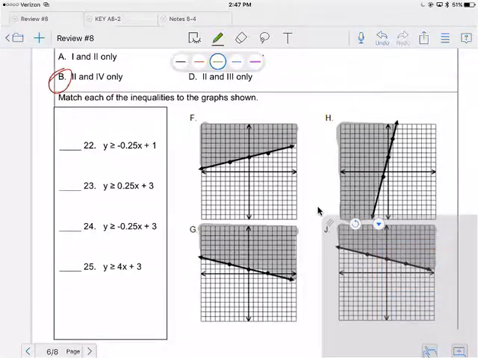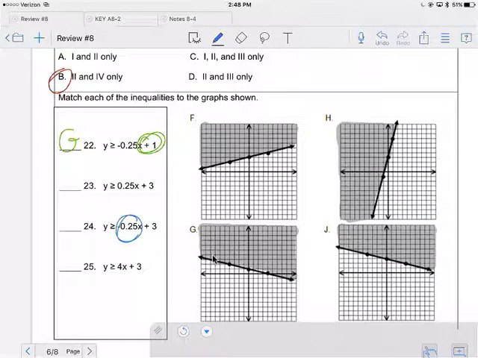All right, 22 through 25 are asking me to match based on graphs. So when I'm looking at my graphs, something I can immediately see is that this one starts at 1, where all the rest of them start at 3. So G is going to be 22 because it's the only one that has a +1. I'm going to try to look for differences here. So on 24, it's going to have a negative slope.